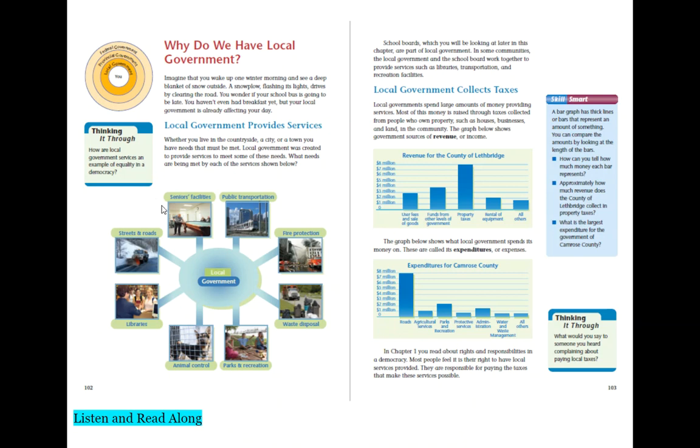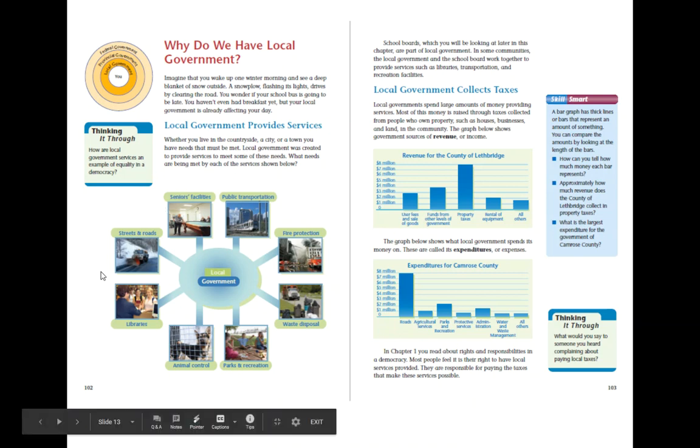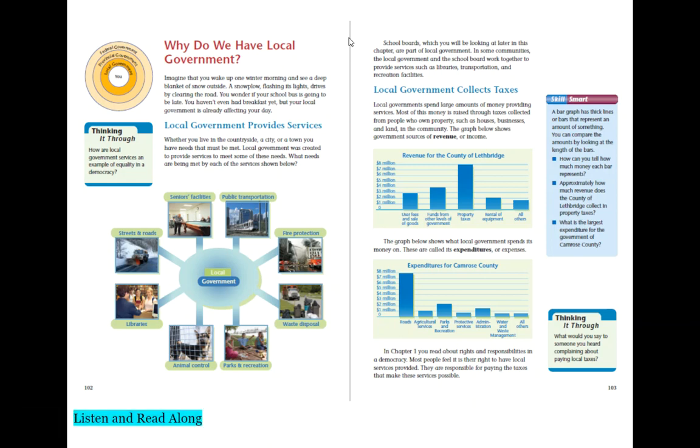So go back to your brainstorm, and if you had trouble thinking of a few of your community's needs, maybe there are a few more that you can add based on these services. School boards, which you will be looking at later in this chapter, are part of local government. In some communities, the local government and the school board work together to provide services such as libraries, transportation, and recreational facilities.